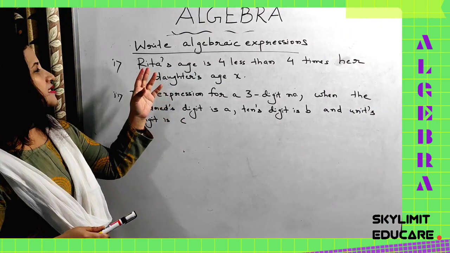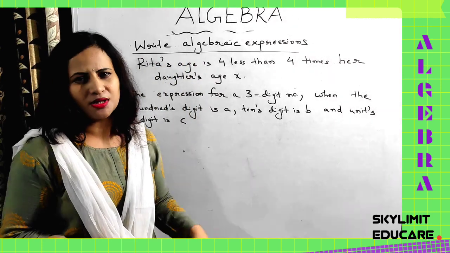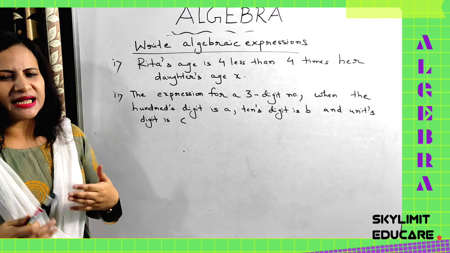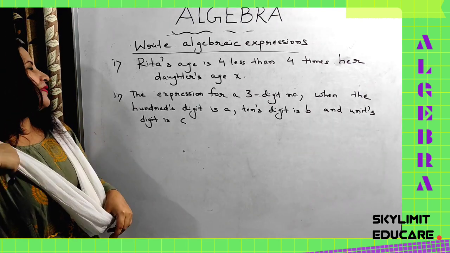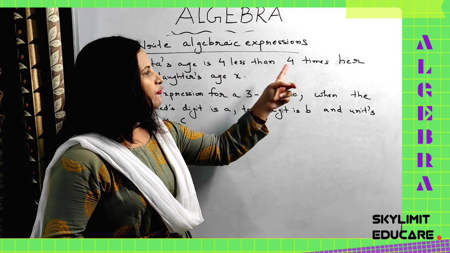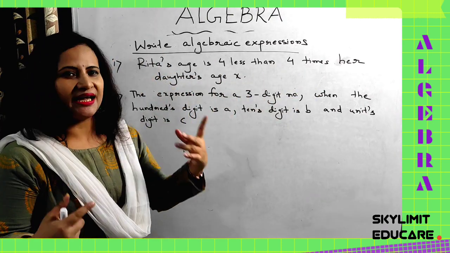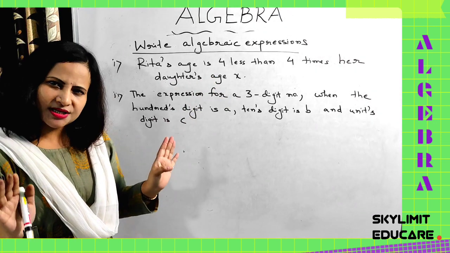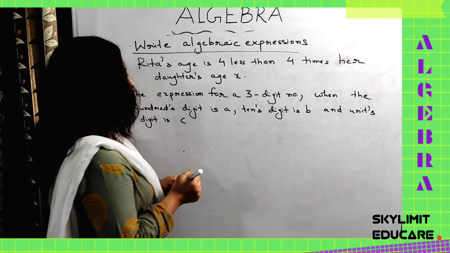So now students, as you can see here, I have got 2 questions for you on the board, and the question is asking you to write algebraic expressions for the following statements. So let us see how to go for it. The first question is: Rita's age is 4 less than 4 times her daughter's age. So daughter's age is how much? X.